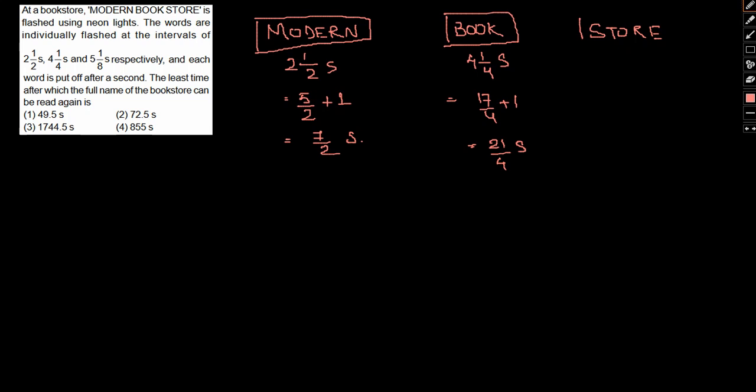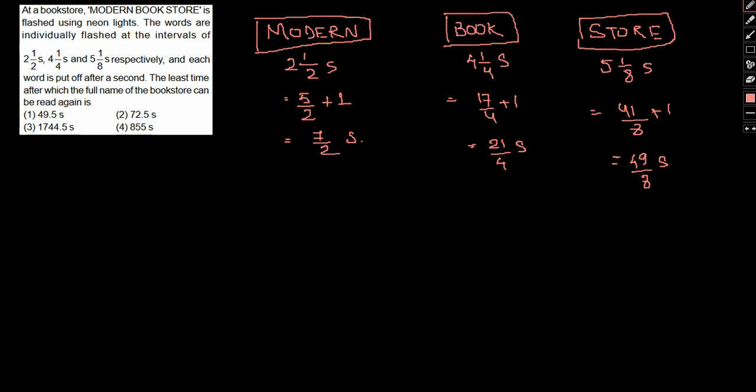Now finally, if we talk about Store, Store is lit for 5 1/8 seconds. It is put off after 41/8 plus 1, that is 49/8 seconds. So this is how much the entire full name of the store basically glows for: 7/2 seconds for Modern, 21/4 seconds for Book, and 49/8 seconds for Store.